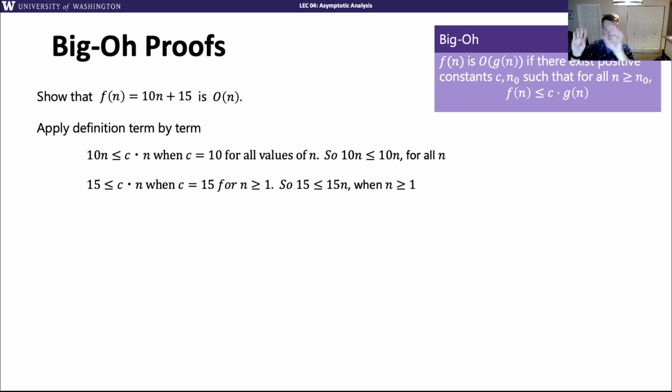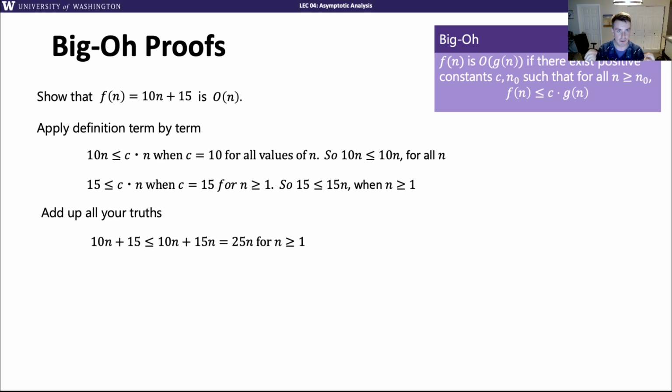Okay? So now I have these two truths. Let's add them all up so we can tackle the overall problem. So 10n plus 15, our original function, is going to be less than or equal to 10n plus 15n. Because I've done this for both of these subparts, this will be true for all n greater than or equal to 1. Now, why greater than or equal to 1 and not for all n?